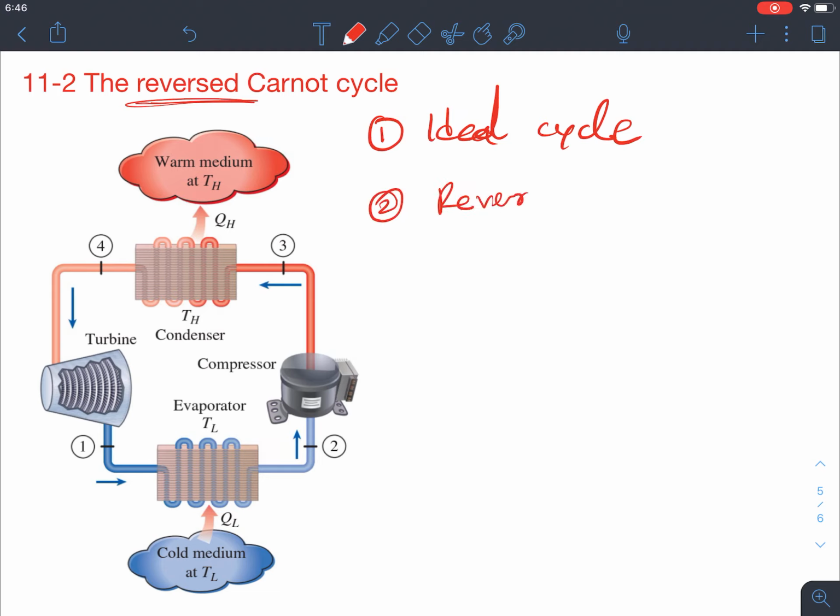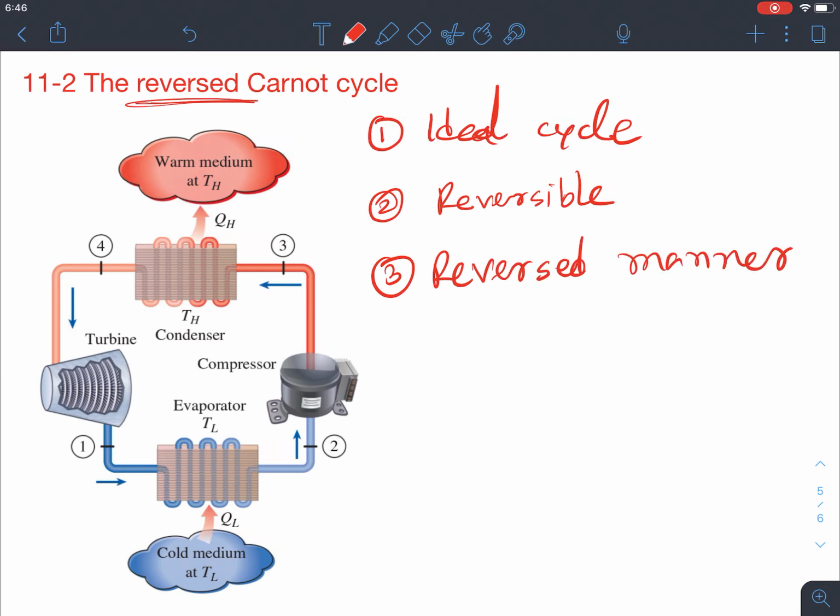All the processes are reversible. There is no irreversibility in any of these devices, right? So all those devices are reversible. And then number three is basically, since all these processes are reversible, we can operate the cycle in a reversible manner or reversed manner. How can we operate in this reversed manner?